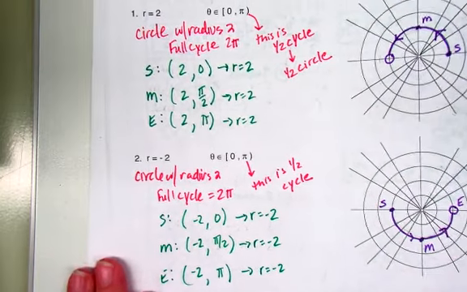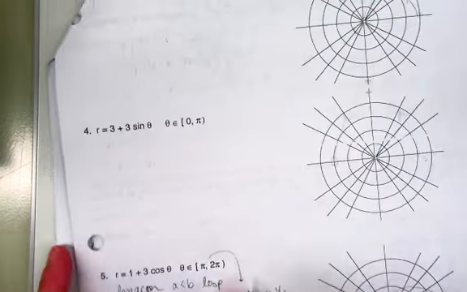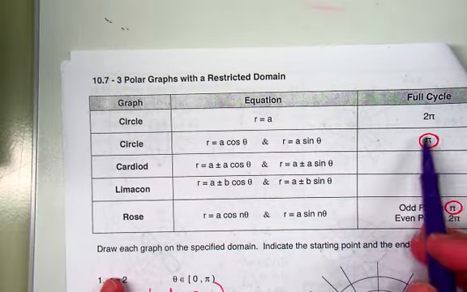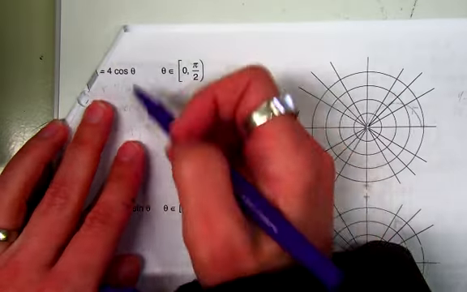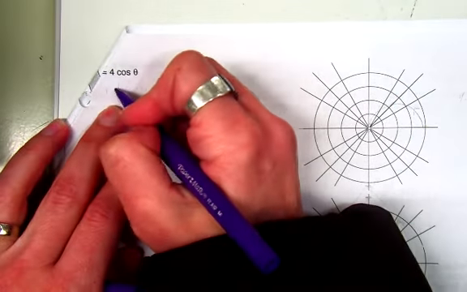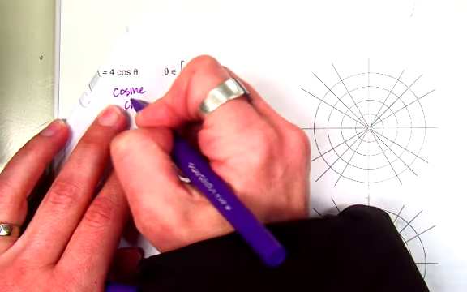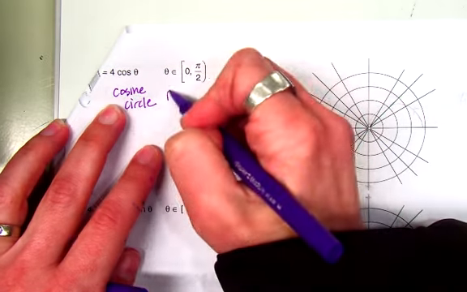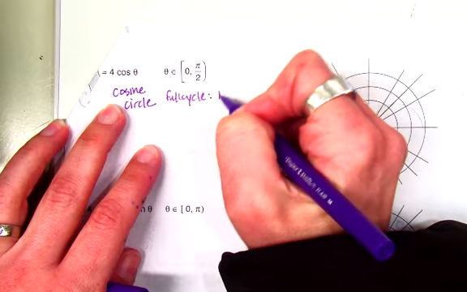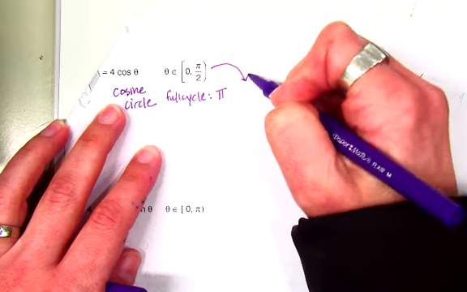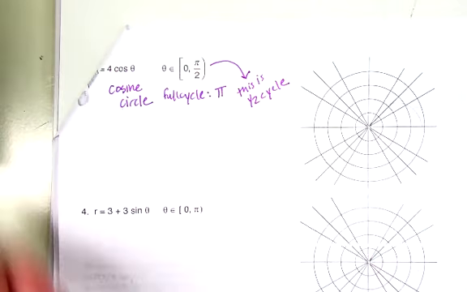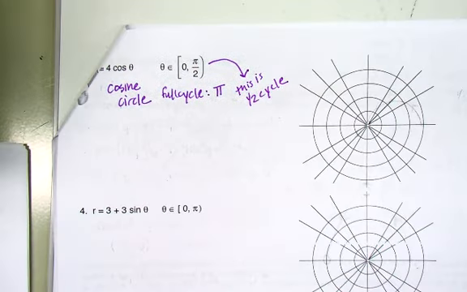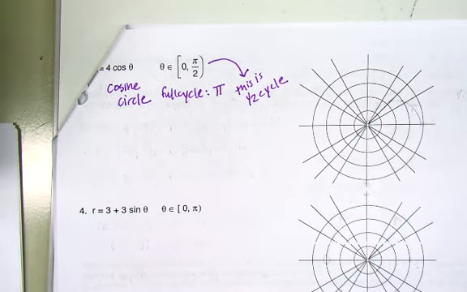Let's look at what happens with the cosine circles. So notice this next one is a cosine circle. And if I look at my chart, a cosine circle has a full cycle of pi. So notice the restricted domain for this one. If r equals 4 cosine theta, I have a cosine circle, which means a full cycle all the way around would be pi, so 0 to pi over 2 is, again, half of my cycle, which means I'm going to have a half circle, but again, I'm not sure which half circle it is. So let's pick our points.